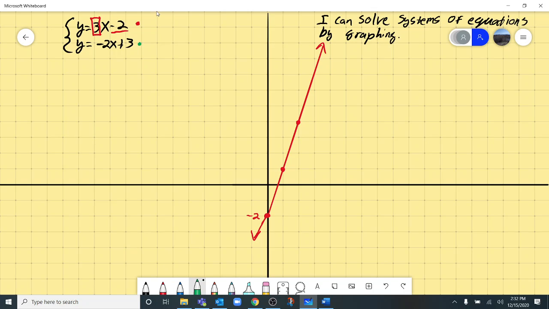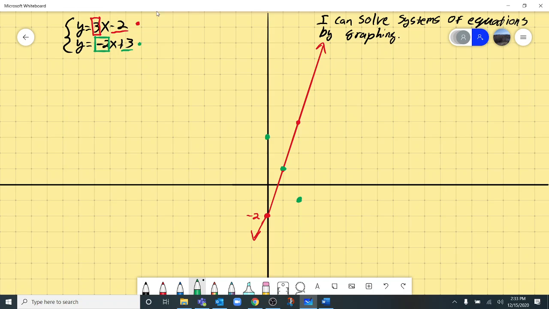Now I'm going to do my green line. My y-intercept is at positive 3, so I'm going to go up to 3: 1, 2, 3. I have a positive 3. My slope is negative 2, which means I'm going to start at that positive 3 and go down 2 and over 1. Down 2 and over 1.